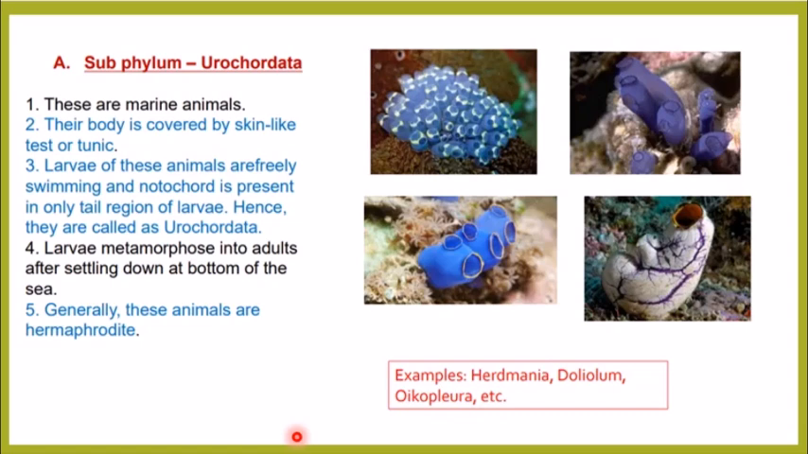And these organisms are hermaphrodite, that is both male and female reproductive systems are present in one organism only. Now examples are Herdmania and Doliolum. These are the two examples. You also have Oikopleura, but you don't have to do about these. You can learn any one example, it is more than enough. So in your textbook it is given Herdmania and Doliolum.